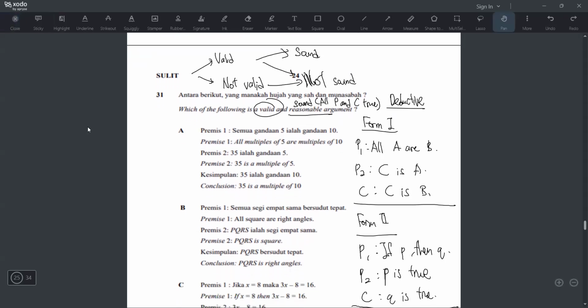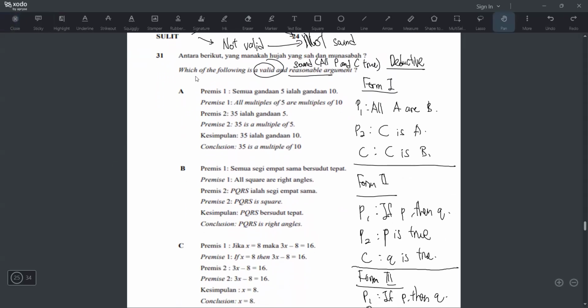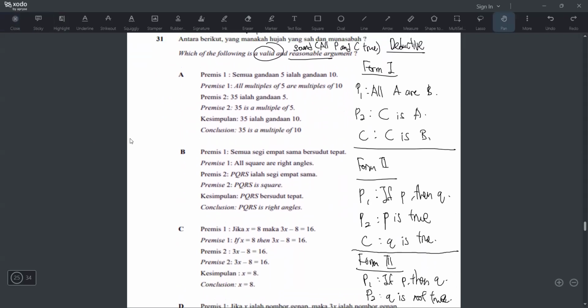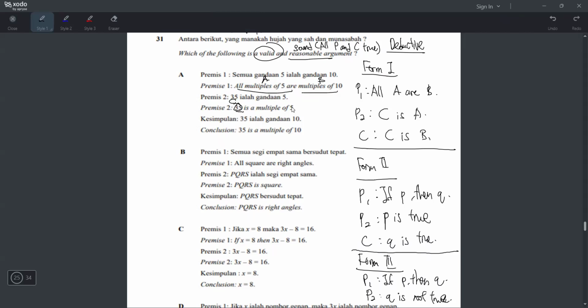I'm done talking already. I want to do this question now. Which of the following is a valid and reasonable argument? Okay, let's check which one is valid first. So please tell me, A, adakah ini valid? All multiples of 5 are multiples of 10. So I think I can underline this. This would be my A, this would be my B, right? And then 35, this is the new one. 35 is a multiple of 5.